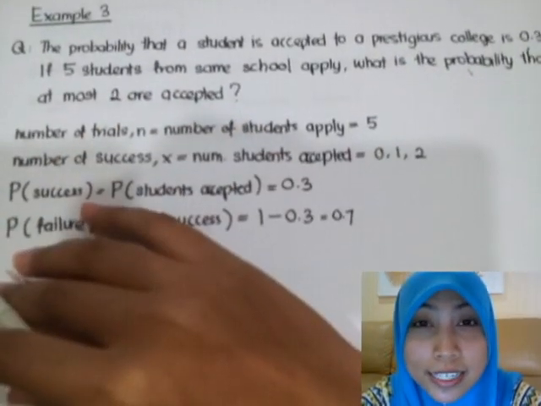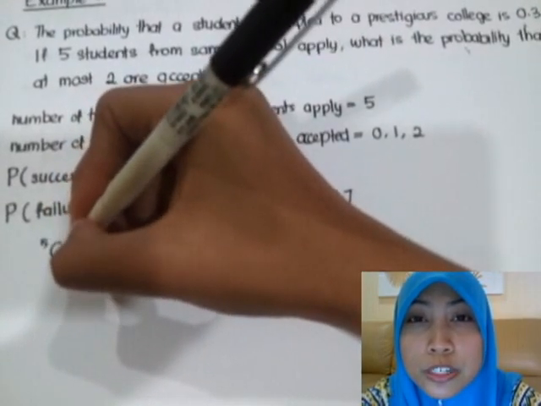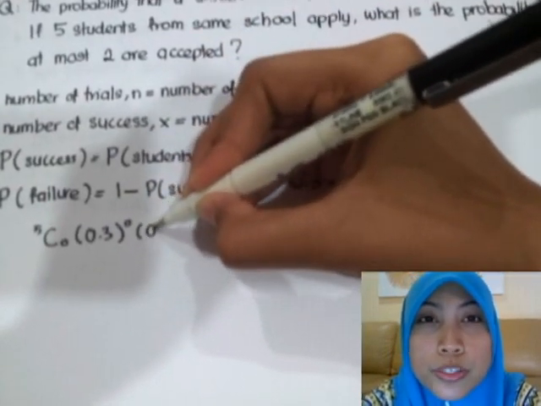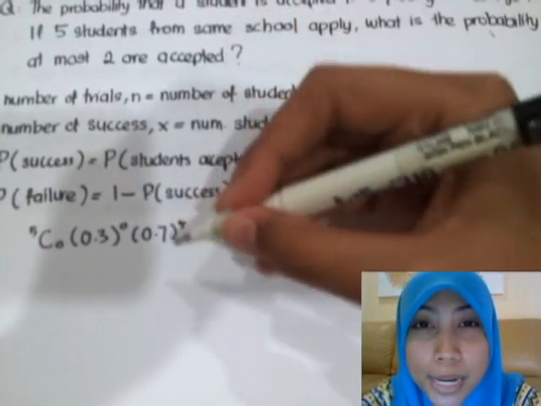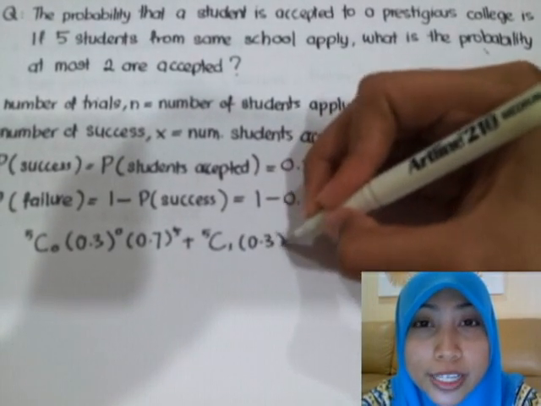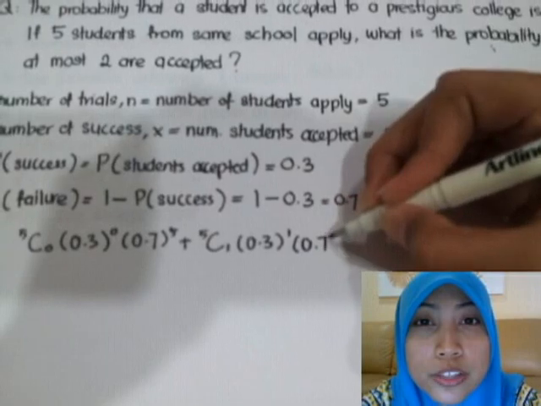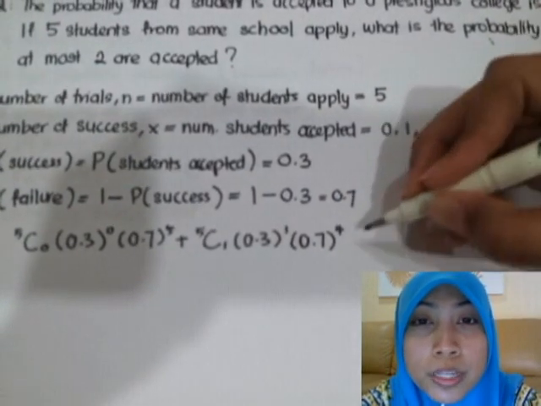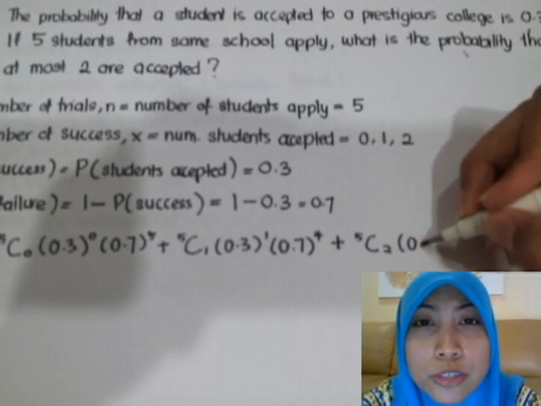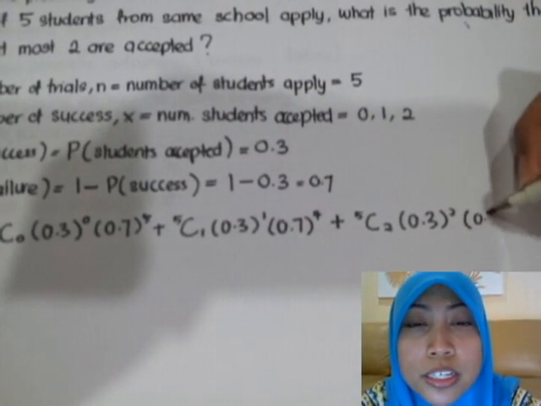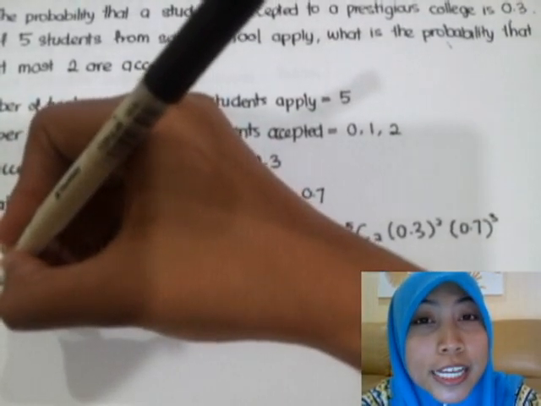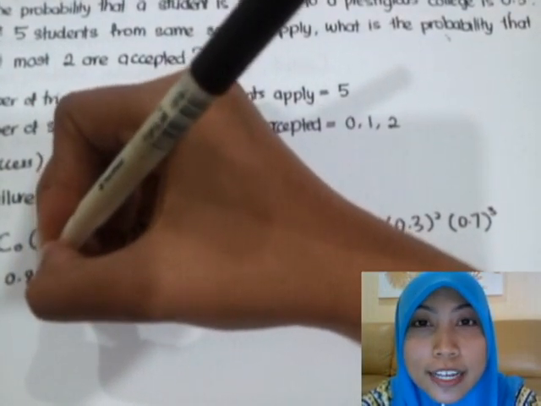So it will be like this. 5 choose 0 times 0.3 to the power of 0 times 0.7 to the power of 5, plus 5 choose 1 times 0.3 to the power of 1 times 0.7 to the power of 5 minus 1, which is 4, plus 5 choose 2 times 0.3 to the power of 2 times 0.7 to the power of 5 minus 2, which is 3. And the answer will be 0.8369.